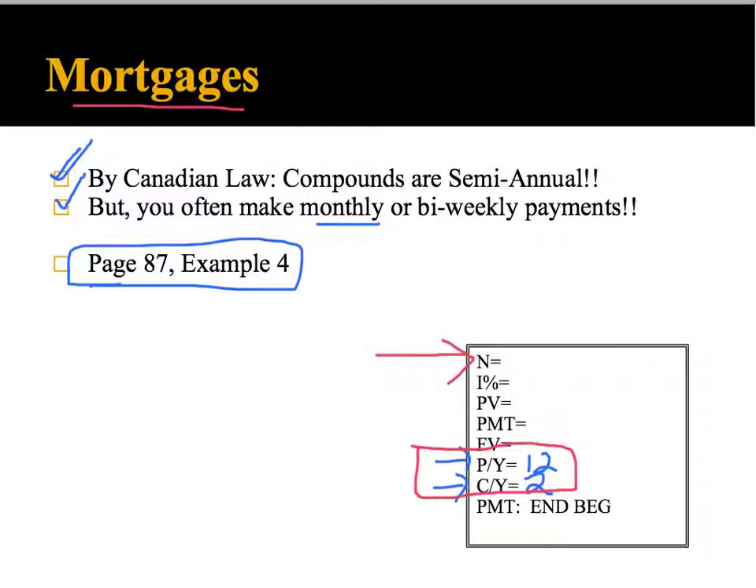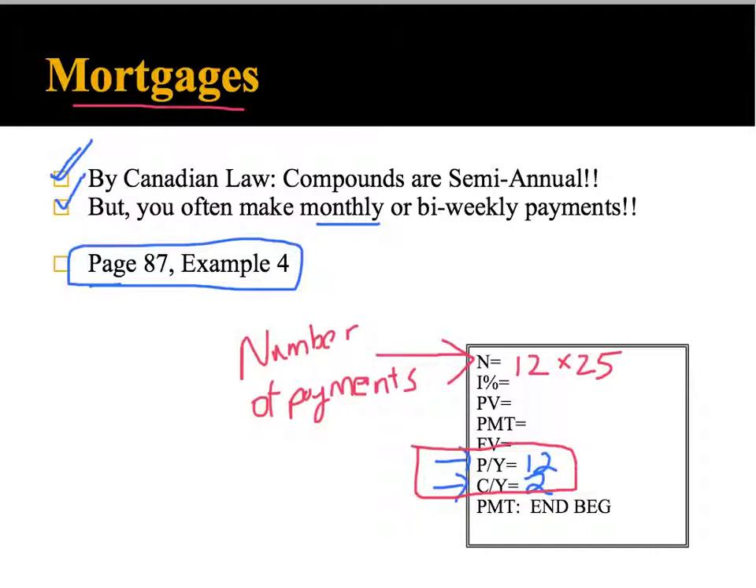Second thing that you have to be really super careful about is N. N is not the number of compounds, it's the number of payments. This is vital. So, if you're making payments every month for 25 years, in that case, N would be 12 times 25. Doesn't matter that you're compounding it twice per year. What matters is that N is the number of payments. Anyway, take a look at example 4 on page 87 and see if you could type into your TVM solver and match the result there.